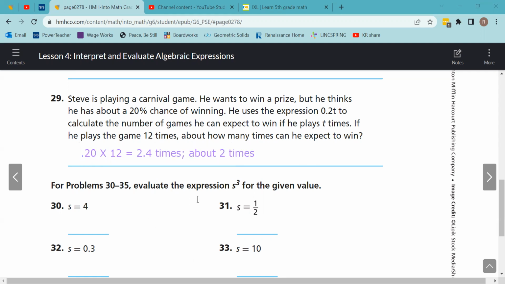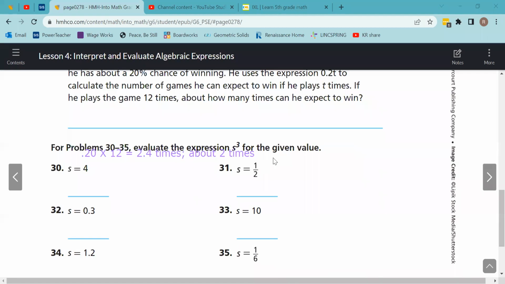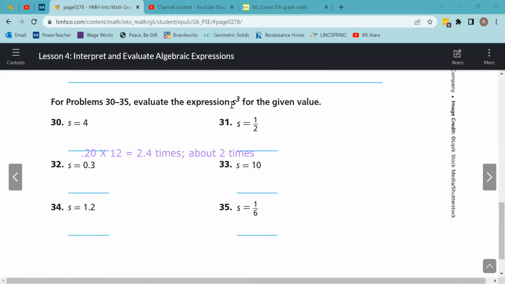Okay, last stretch here. Problems 30 through 35: evaluate the expression s cubed for the given value. So every single time we're going to cube it. So we're constantly going back to this little section right here, but they're giving us a different value for s. Okay, beauty of the calculator, you guys. S is 4. 4 times 4 times 4. 4 times 4 is 16.